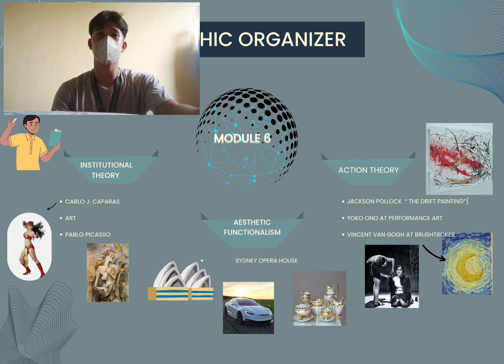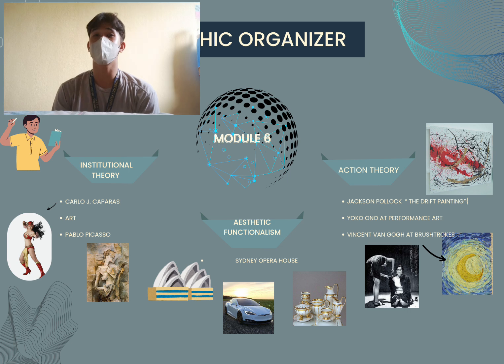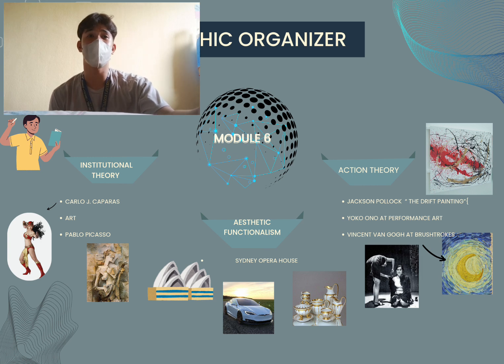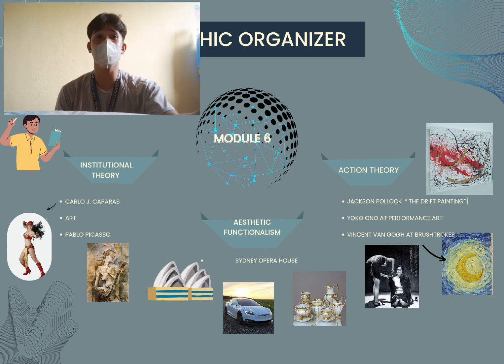In module 6, we have institutional theory, aesthetic functionalism, and action theory. First, what is institutional theory? The institutional theory of art appreciation is a perspective on understanding art that refers to the role of institutions such as museums, galleries, academies, and other art organizations in developing and receiving the meaning of a work of art. Rather than focusing solely on the technical aspects or aesthetic value of a work, institutional theory emphasizes the contextual aspects and institutions that shape how society evaluates and appreciates it.